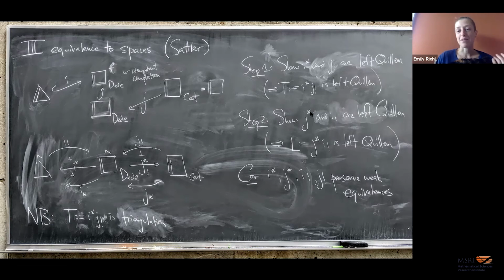The second step is to show that J upper star and I lower shriek, so that's the other pair of left adjoints, that both of those are left Quillen. And so that would then imply that whatever the composite of those is, I'm going to call it L, that's a left Quillen functor.